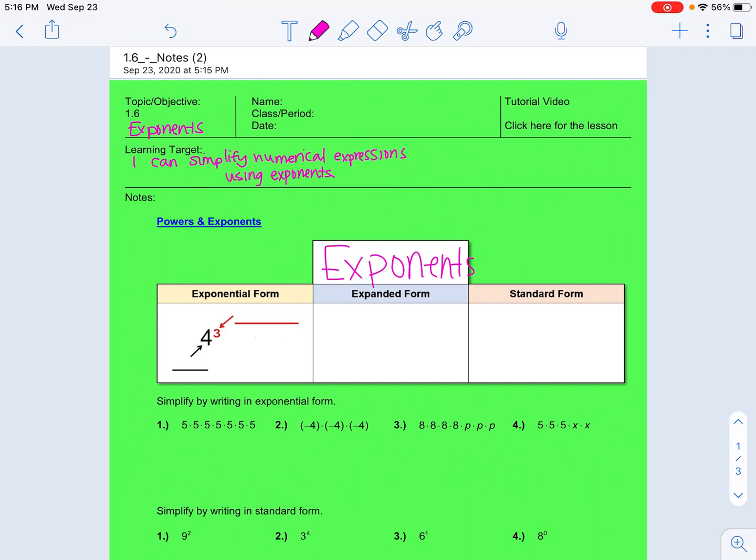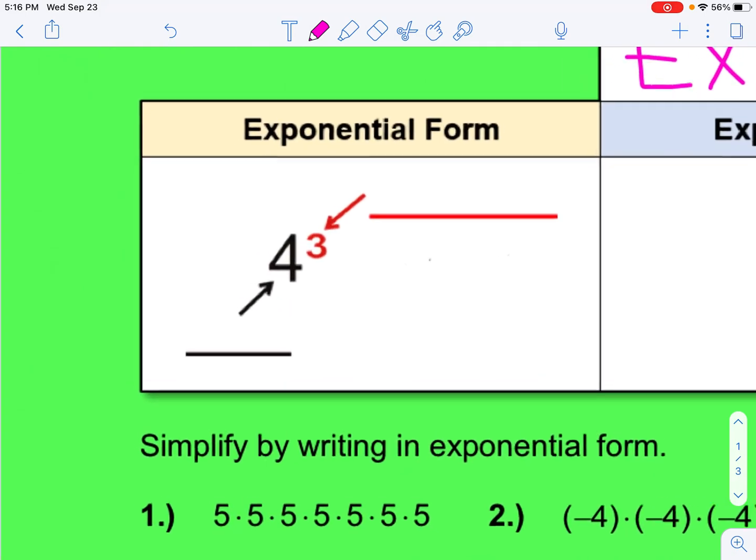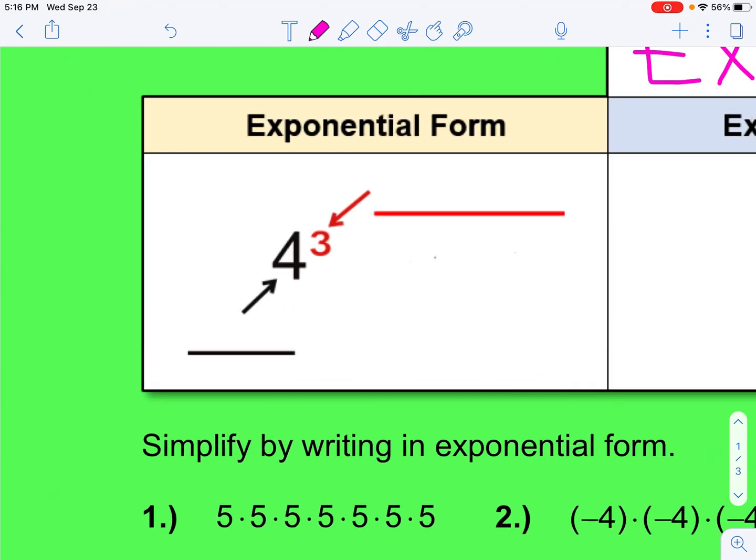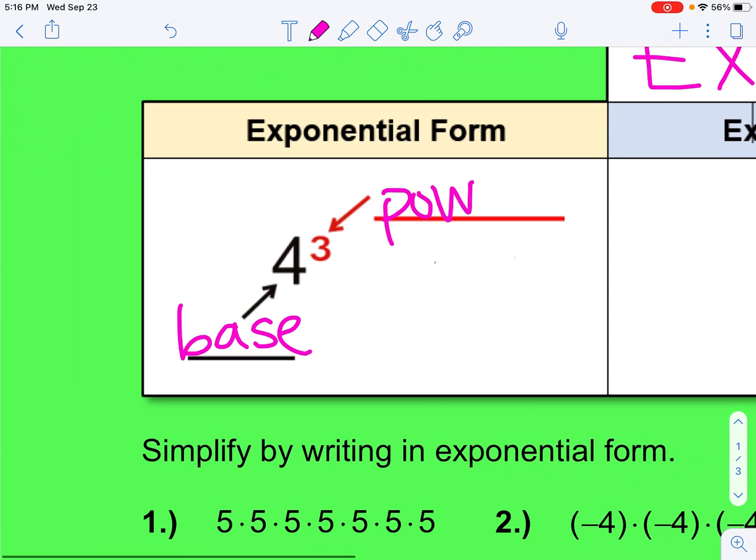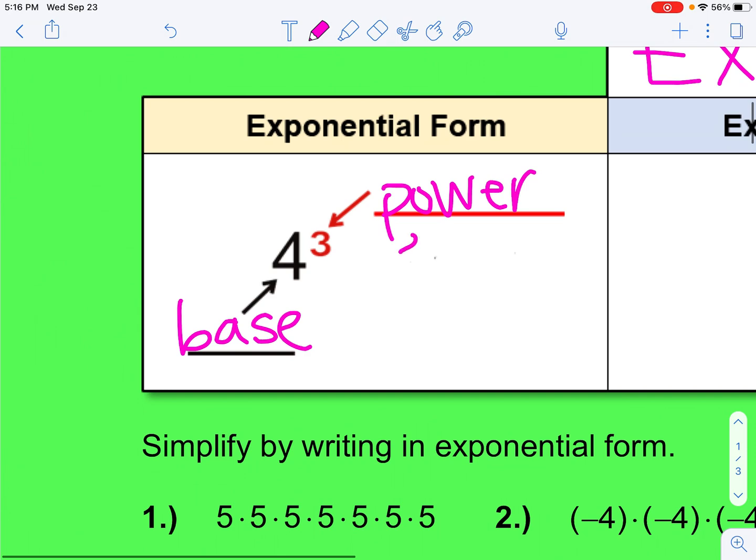Alright, so what are exponents? I hope this is a review for you. We need to label our base and our power. So our base is this 4. And then our power, or our exponent, is the 3. So you can write either one.